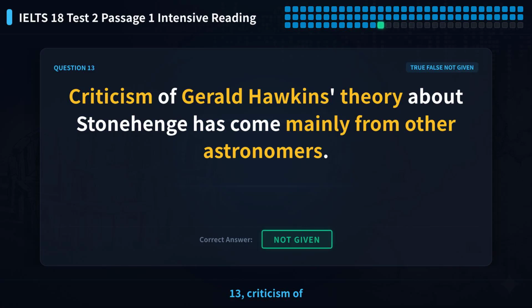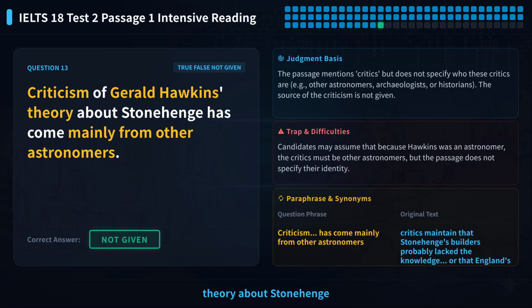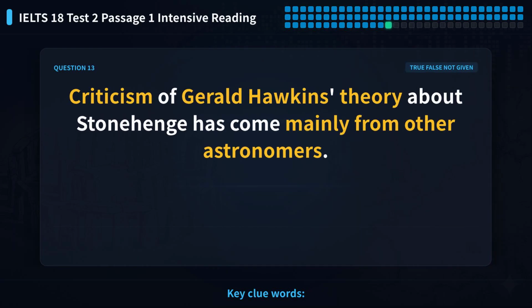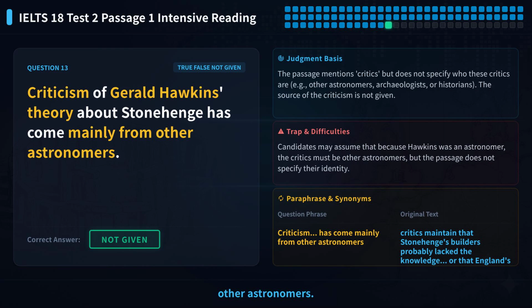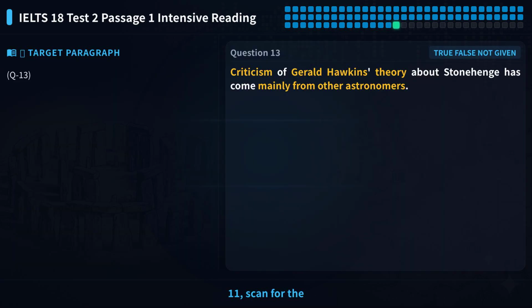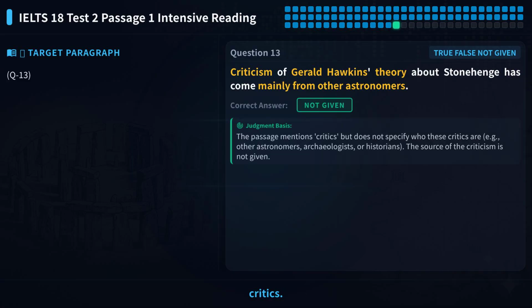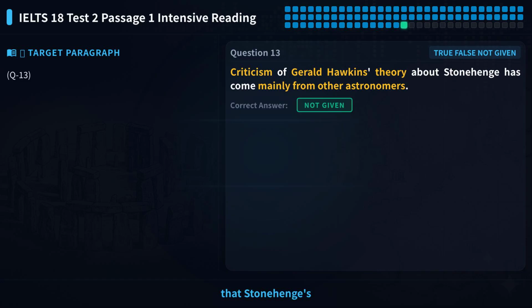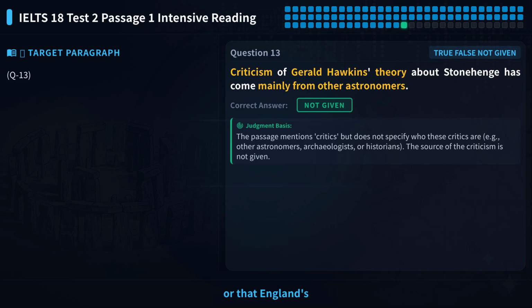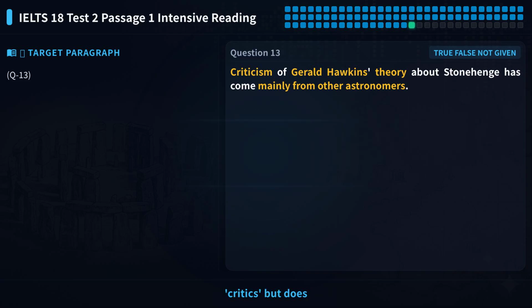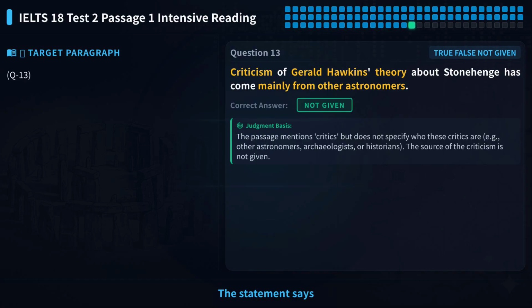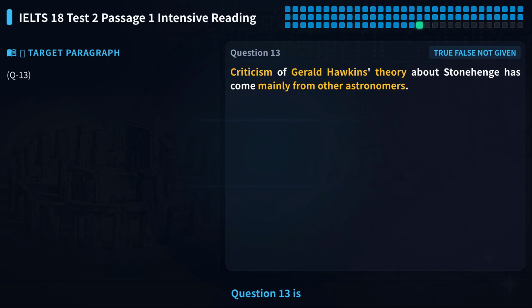Let's look at question 13. Criticism of Gerald Hawkins' theory about Stonehenge has come mainly from other astronomers. Key clue words: criticism, mainly, other astronomers. Locate paragraph 11, scan for the landmark word, critics. The original text uses, "critics maintain that Stonehenge's builders probably lacked the knowledge, or that England's dense cloud cover would have obscured their view." The passage mentions critics but does not specify their profession. The statement says mainly from other astronomers, which is not supported. Also, the passage does not say critics are not astronomers, so it is not false. So the answer to question 13 is not given.